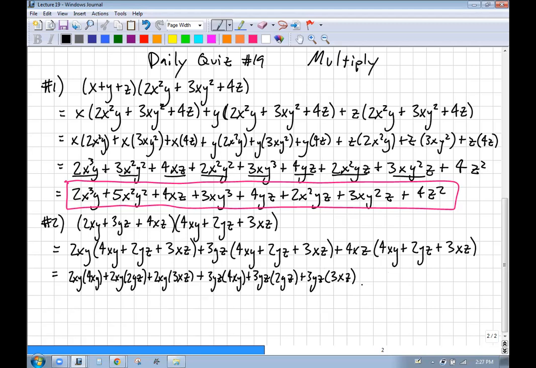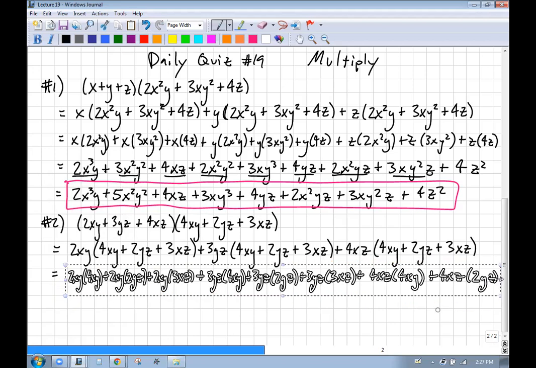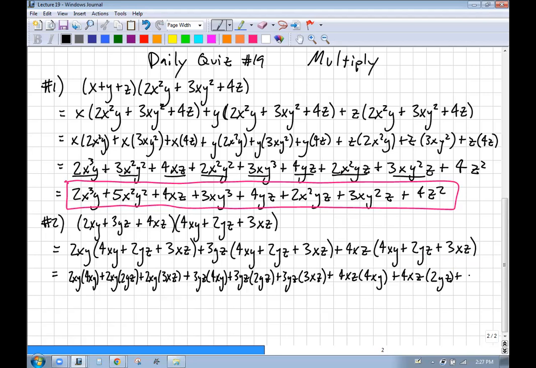Running out of room, right? Here we need this times this times this, and this times this. So we have the 4xz times the 4xy. We have the 4xz times the 2yz. We ran out of room. Let's smash this even further. And we have the 4xz times the 3, make more room, times the 3xz.